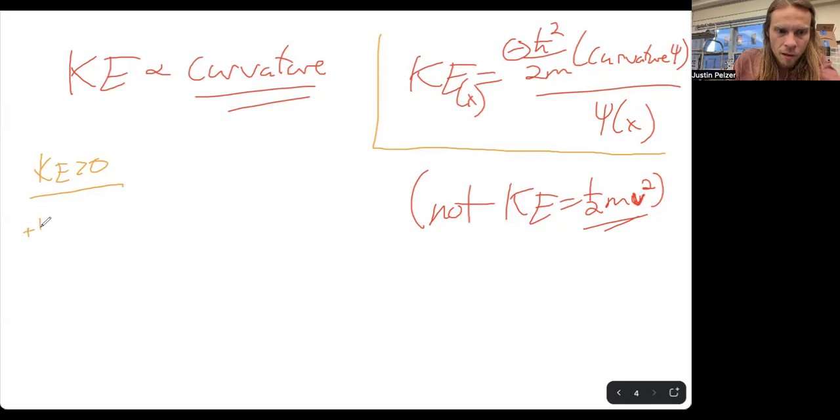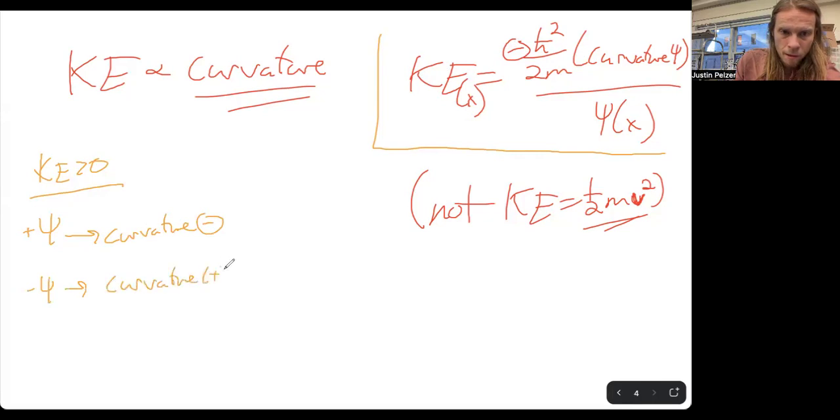Well, if psi is positive, that means the curvature is negative, because positive, negative, negative makes a positive. And if psi is negative, then curvature is positive. Well, what is curvature? For instance, if I did large kinetic energy, here, let me do this on another slide.